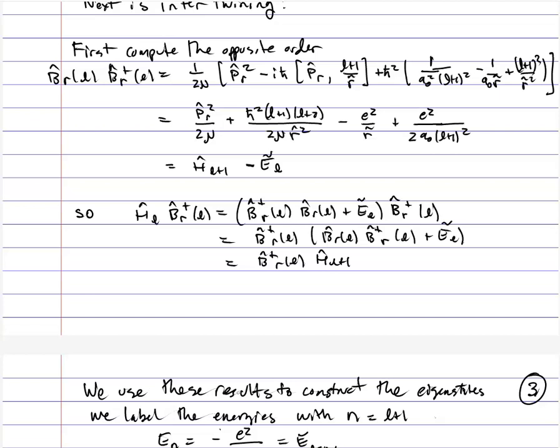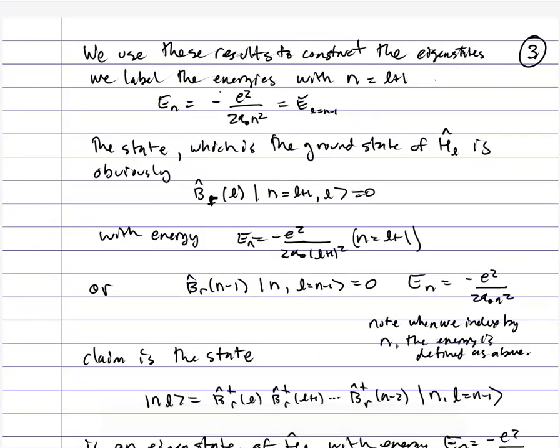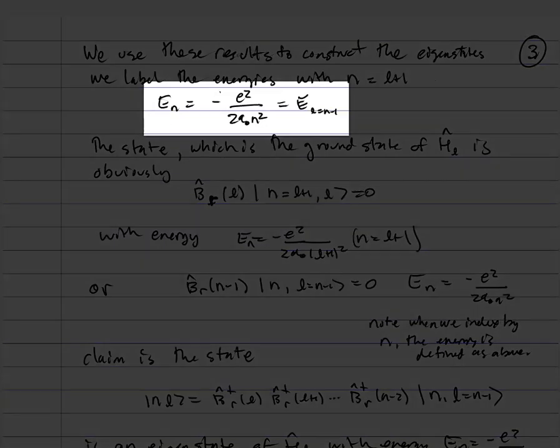Now we can just use that intertwining relationship to actually construct the eigenstates. We're going to label the energies with n equal to L plus 1. So it's going to be minus e squared over 2a0 n squared. We're going to call that E sub L equals n minus 1, or E tilde of L equals n minus 1. So if there's a tilde, I'm labeling the energy with L. If there's no tilde, I'm labeling the energy with n.